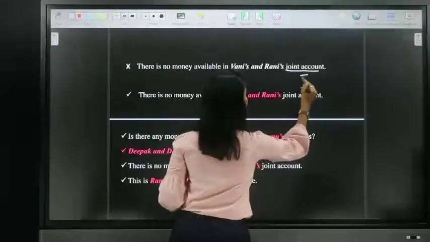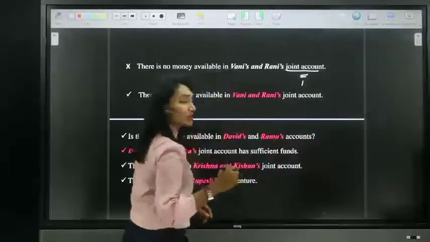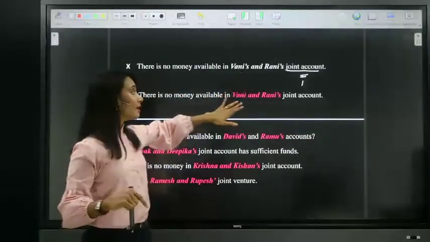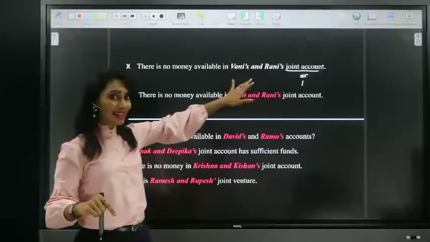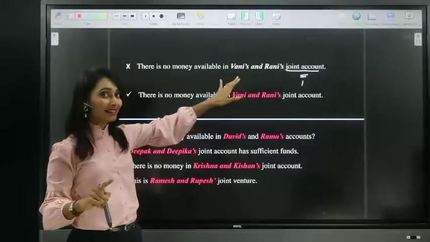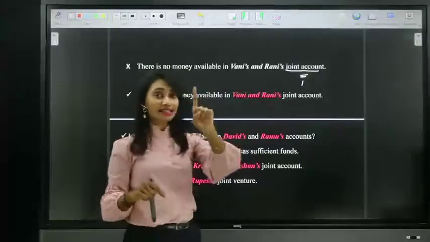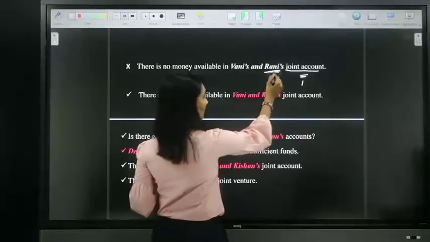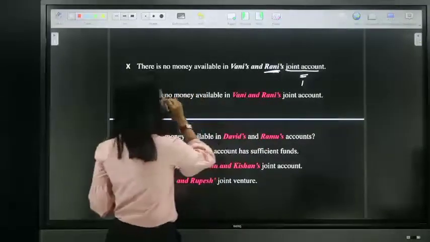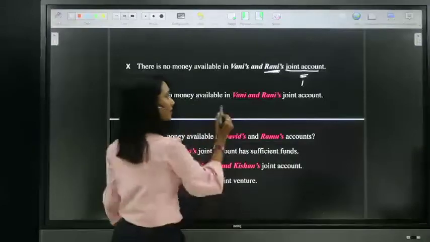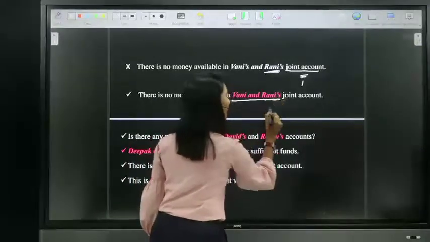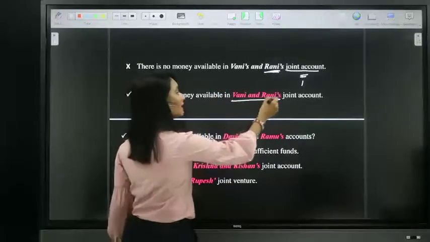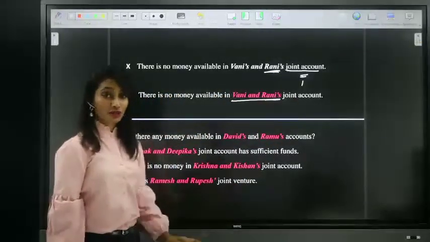Joint account, in the sense, it's a single account. We are talking about one account. So "there is no money available in Vani's and Rani's joint account" is incorrect, because I already told you when the resultant is the same, single, then again we need to give possession only for the second noun, not for both nouns. So the correction is: "Vani's and Rani's" should be replaced with "Vani and Rani's joint account", because it is a single account.